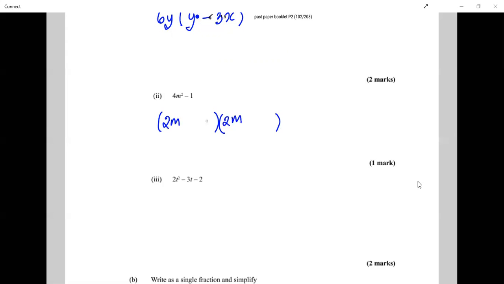Then you ask, what multiplied by itself gives you 1? The answer there is 1. You put a 1 here and a 1 here. On the one side, you put a plus. On the other side, you put a minus.